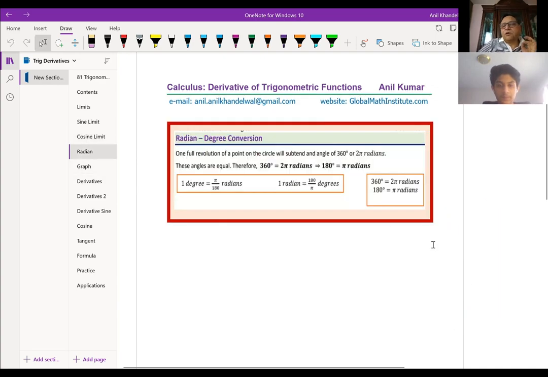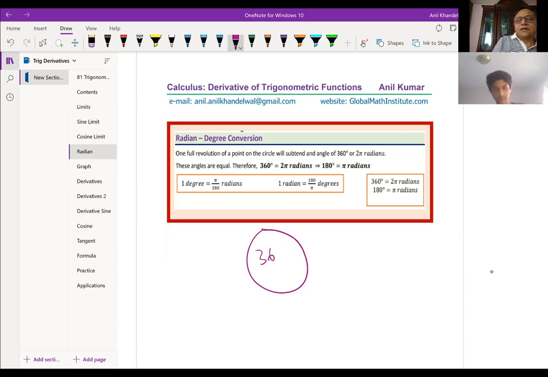Remember, we are talking about radians, right? You know how radians are related to degrees? Very important formula. One full circle is 360 degrees, and the same circle is also 2 pi. So one full circle is 360 degrees, and this is also equal to 2 pi. When you relate the two, you get 180 degrees equal to pi, and that helps you convert your degrees to radians if required.